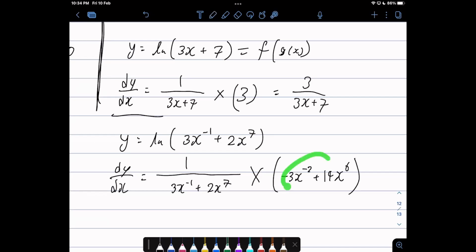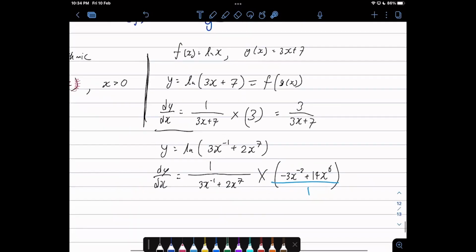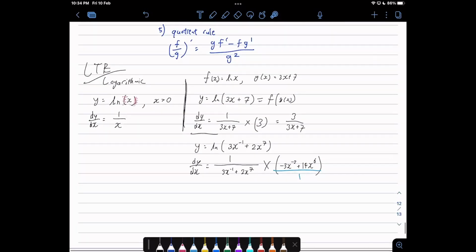Yes, very good. And of course, this one can go onto the numerator, right? Because this is like over 1. So fraction times fraction, just multiply 1 times this, 1 times this. It's essentially bringing this up to the numerator. Okay, good. Let's move on. Logarithmic done.